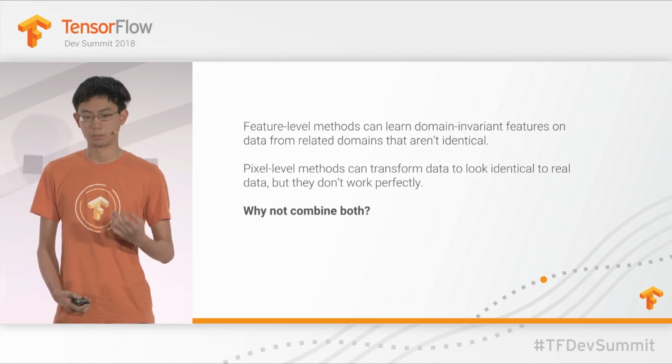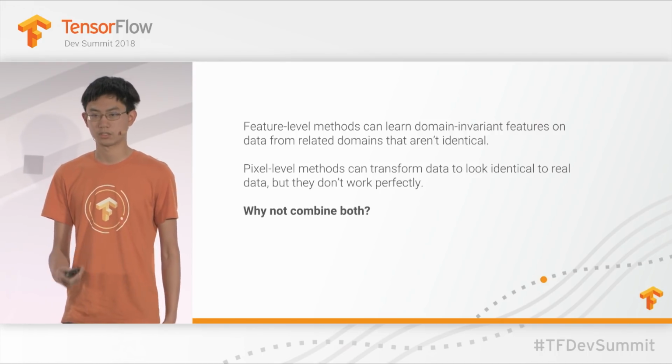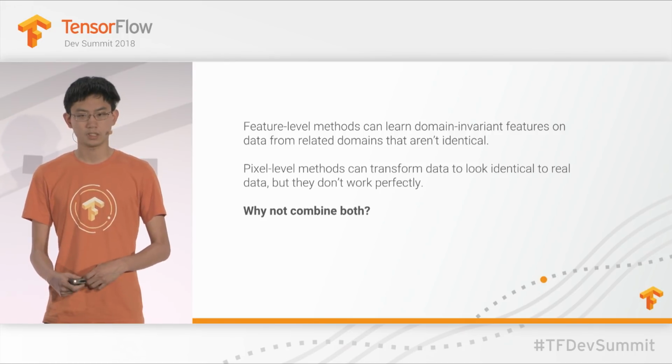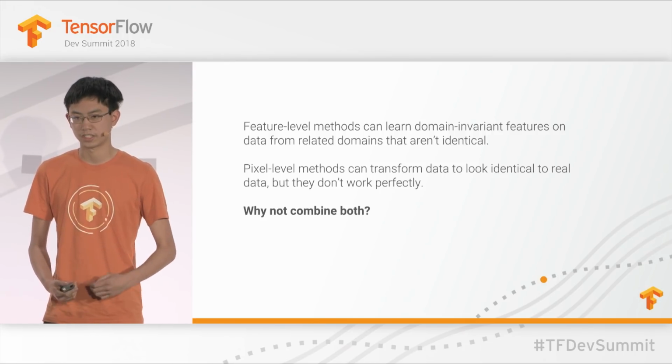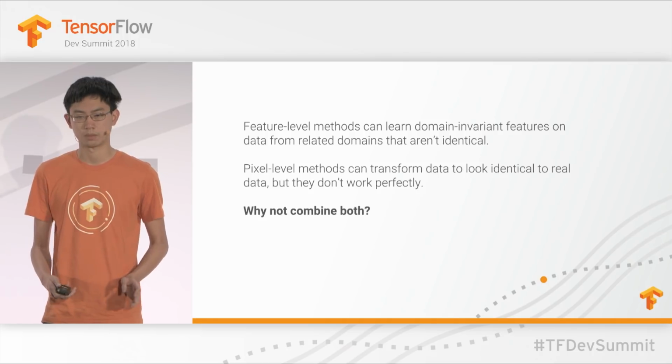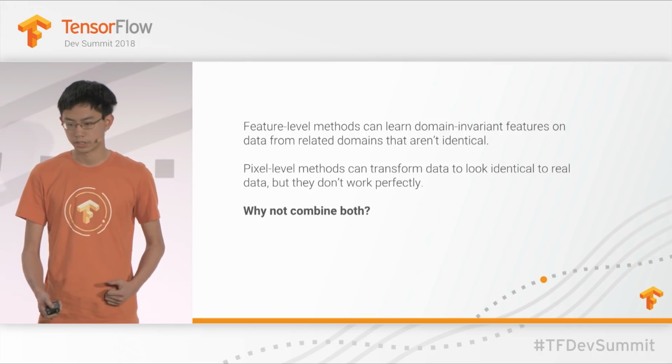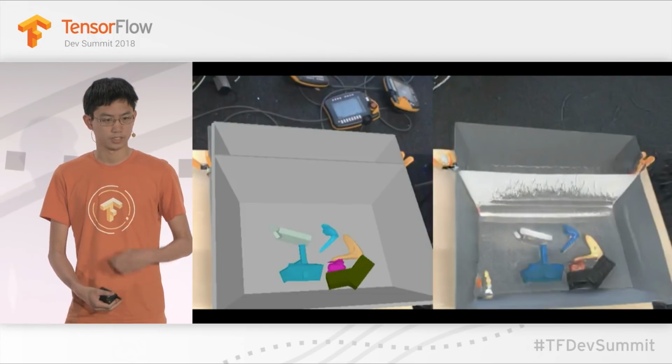We can apply a pixel-level method to try to transform the data as much as possible. And this isn't going to get us all the way there, but then we can attach a feature-level method on top of this to try to close the reality gap even further. And combined, these form what we call the GraspGAN, which is a combination of both pixel-level and feature-level domain adaptation.